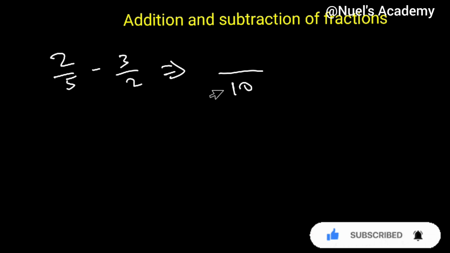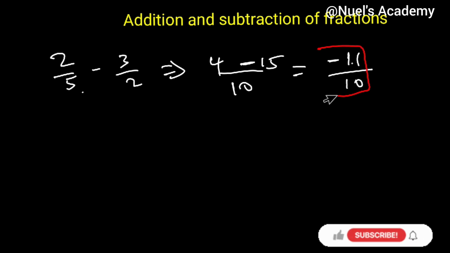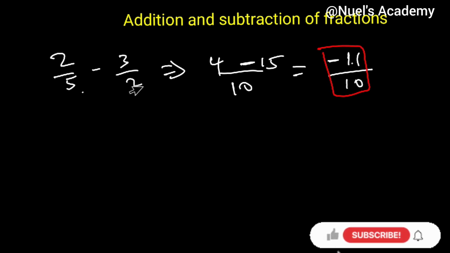So 10 divided by 5 is 2. 2 times 2, you have 4. Then minus 10 divided by 2 is 5. 5 times 3 is 15. So 4 minus 15 is negative 11. So this is over 10. And so this is going to be the answer of this one. So this is the case of finding the LCM.